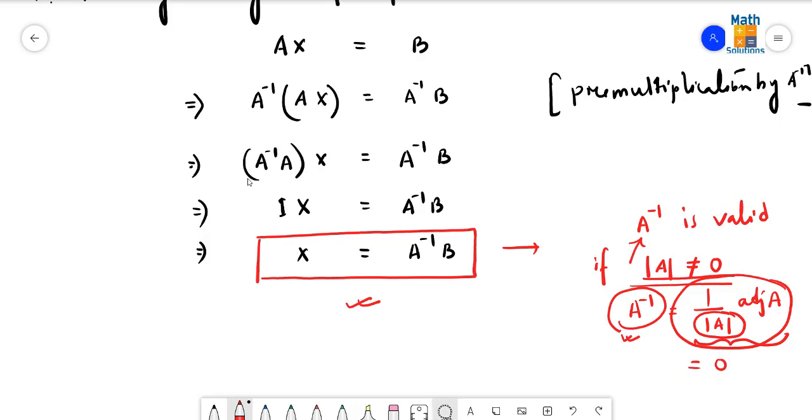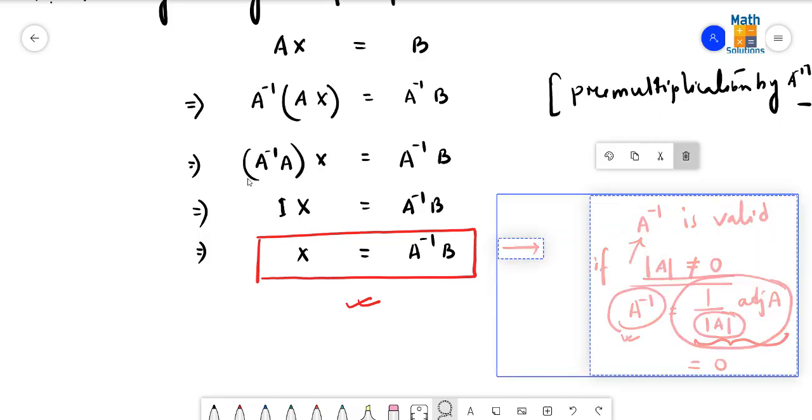So that's all. After this we can start with the exercise. So in the main exercise part, what do we get?